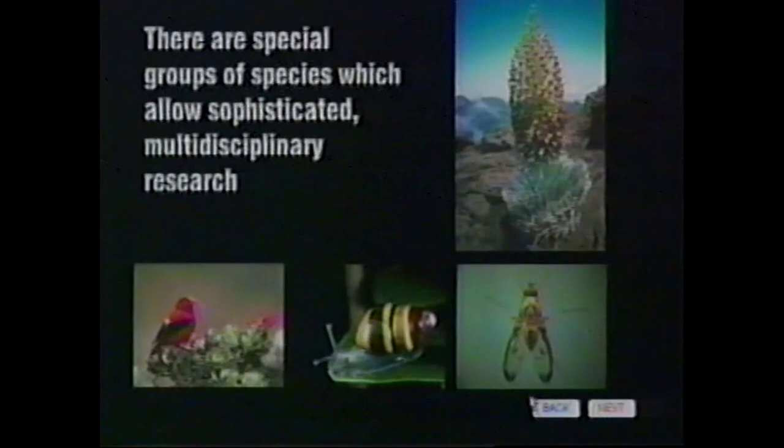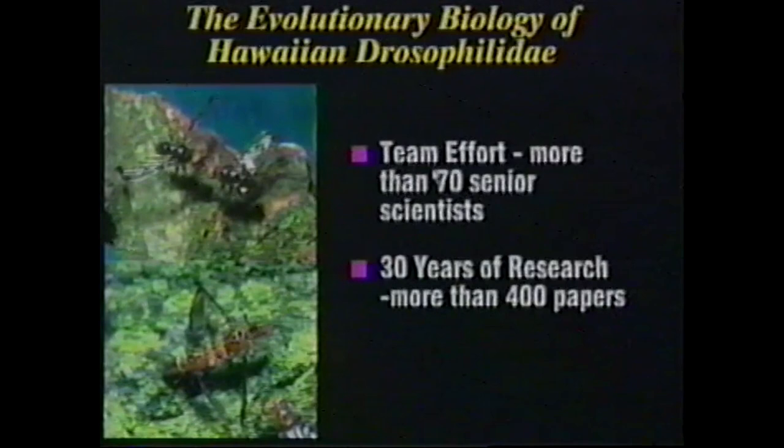And then, as I explained, there are groups of species among these plants and animals which allow us to do very sophisticated research. Now, as I already said, the group that I've been working on for about 35 years now is the Hawaiian Drosophila, which has been a team effort of more than 70 senior scientists. And it's been more than 35 years that we've been doing this research, resulting in more than 400 scientific papers.